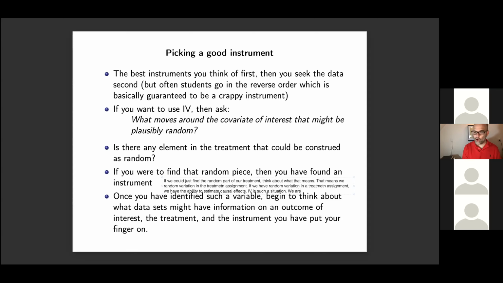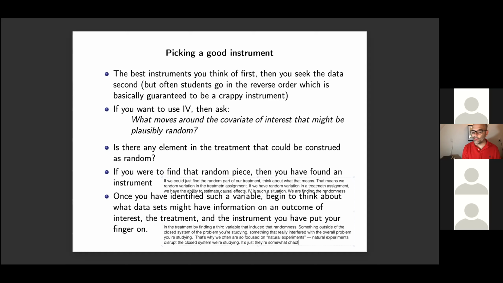It's just we are finding the randomness in the treatment by finding a third variable that induced that randomness, okay? Something outside of the closed system of the problem you're studying, something that really interfered with the overall problem you're studying. That's why we often are so focused on natural experiments. Natural experiments disrupt the closed system we're studying. It's just they're somewhat chaotic, and not all of them make good instruments, right?